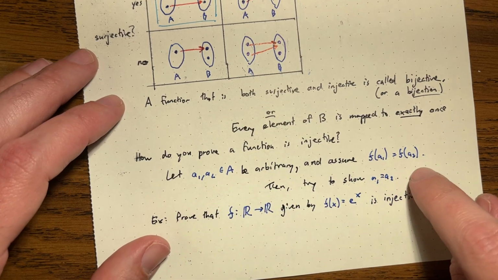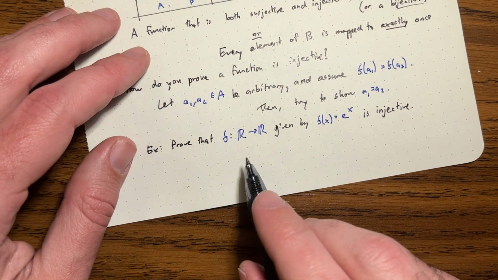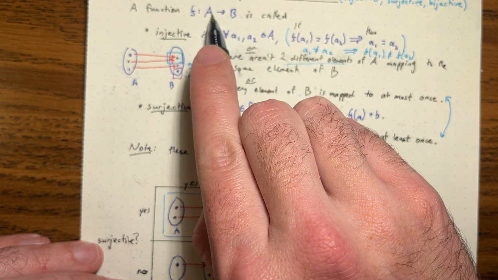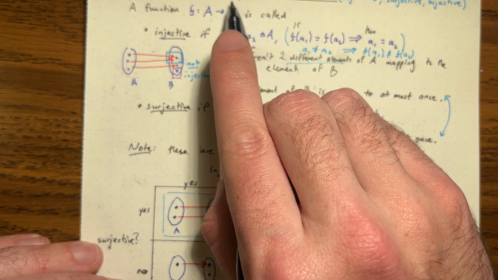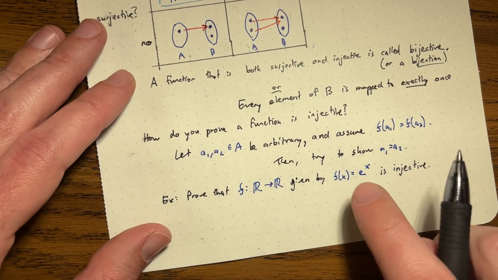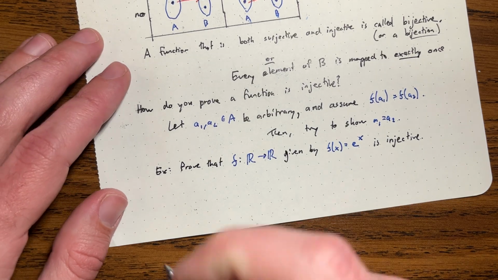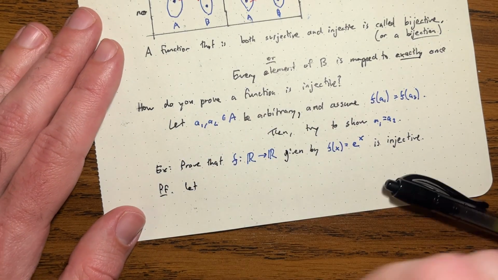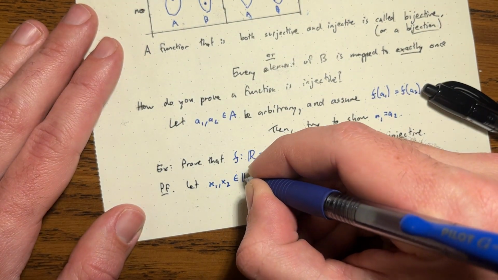Okay, so this is going to be our setup. We start by taking an arbitrary a1 and a2 in my domain. I start with two arbitrary things here, not two arbitrary things over here, because we don't even know if those can be written as f of something. They might not be in the range. So we start with a1 and a2. What would that be in our example? Here's our proof. I'm going to let x1 and x2, I'll call them, be in R.